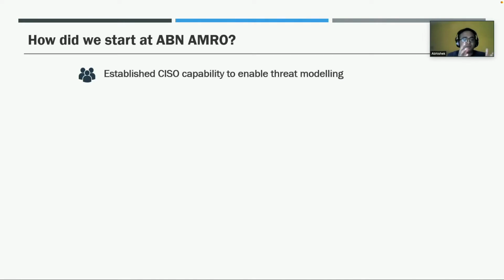So how did we start at ABN AMRO? First of all, we established a CISO capability, which is a small group of people who know about threat modeling, how to do it, and what is the best way to do it. And we established this threat modeling capability to enable threat modeling in the organization. We developed training materials, started spreading awareness about threat modeling, and started teaching the teams how to do it and what is the easiest way to do a threat model.